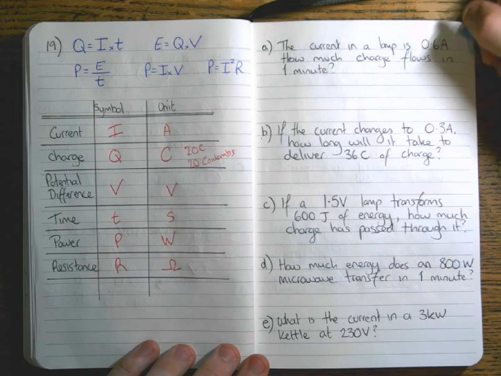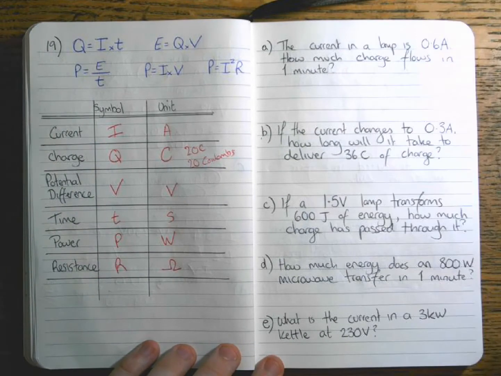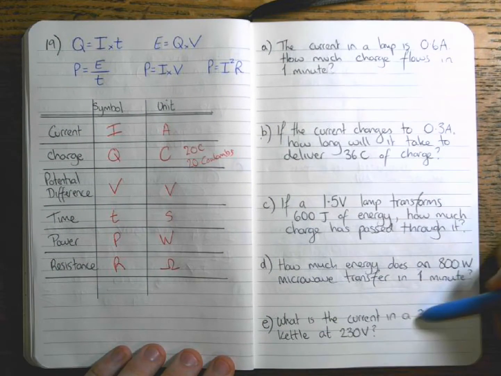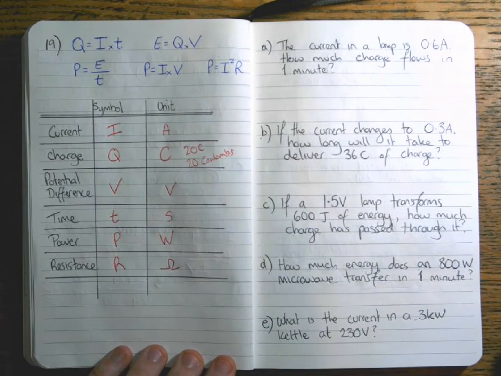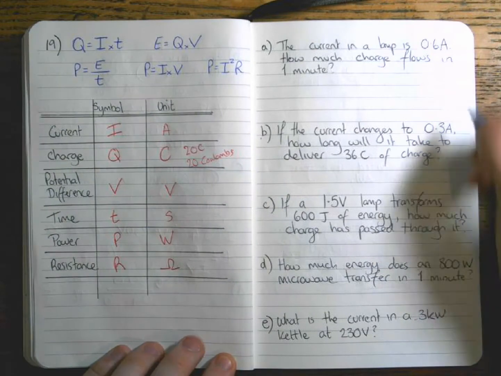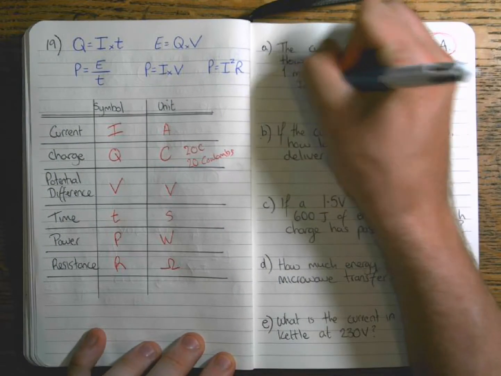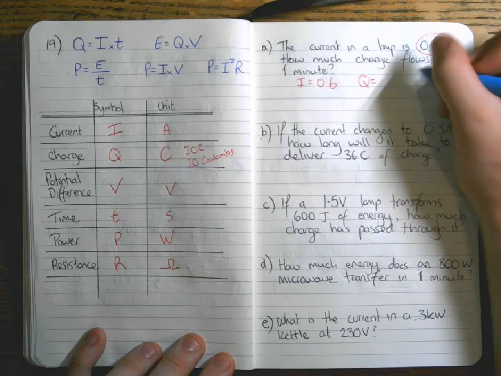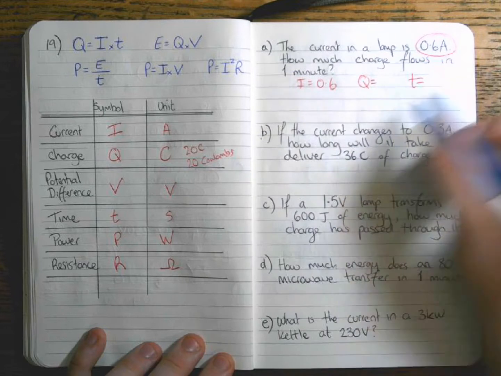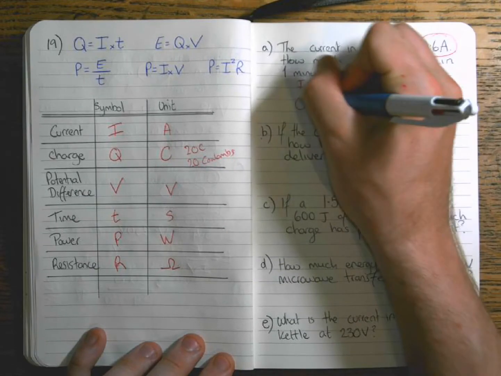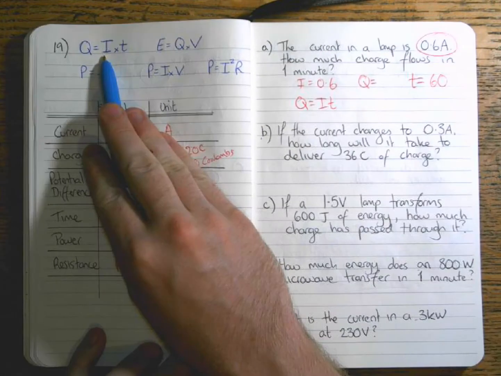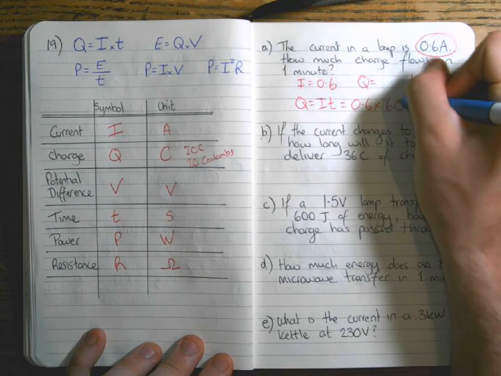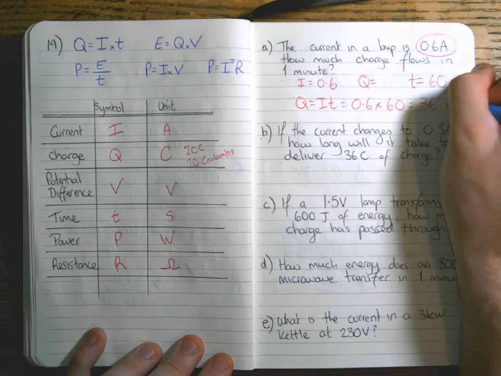The current in a lamp is 0.6 amps. How much charge flows in 1 minute? For all of these, I would pause the video now and just have a go at each one, and then I'm going to go through it very quickly. Here, we've been given the current, I is 0.6. The charge, we don't know, it says how much charge is flowing. The time, let's not get tripped up, 1 minute is 60 seconds. So Q equals IT, that's one of our equations. 0.6 times 60, which gives us 36 coulombs.